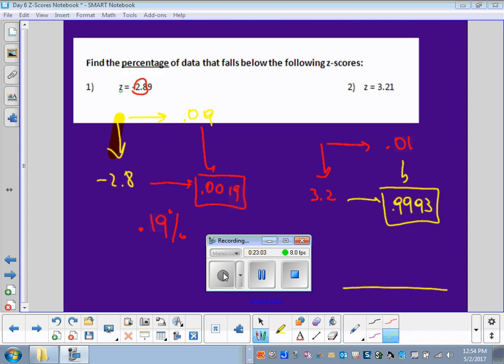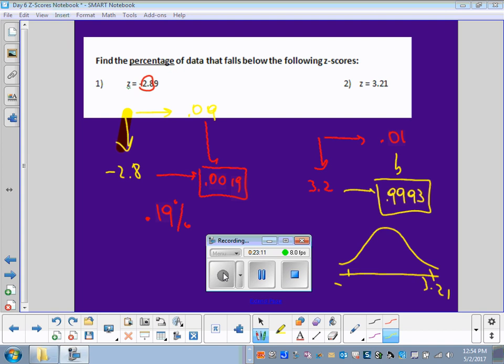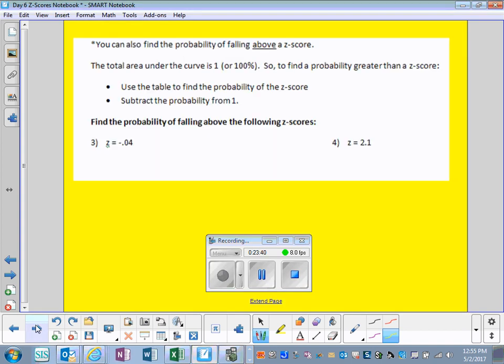Think about it. If I look at the z-score 3.21 and you looked at the z-score negative 3.21, Isaiah, everything to the left of my data point will be 1 minus everything to the left of yours. Yep, exactly. So it's very symmetrical, so you can play around with it. Are there any questions about this? So is it 99.93 percentile? Yes. Okay, next one.